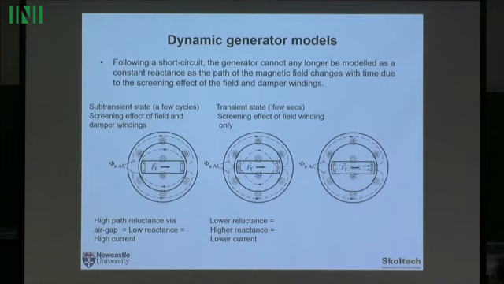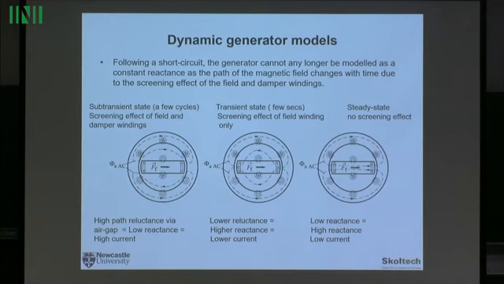And again, after a few seconds, the currents dissipate in the field winding. That means the flux can now take the path of least reluctance. It will try to minimize the path which goes through the air gap. And that path will have, sorry, here is a mistake, it should be low reluctance. It means high reactance, which means lower current. So we divide the whole dynamic effect into those three stages.